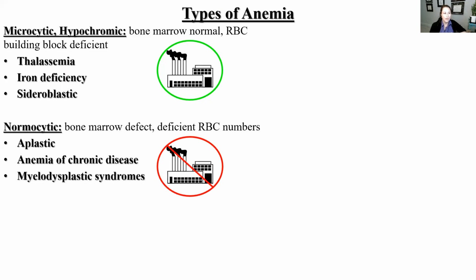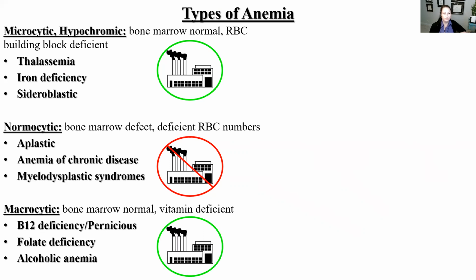Next, we have normocytic anemia. Our factory is broken. It's not working up to maximum capacity. So we have a defective bone marrow, and that's causing our red blood cells to be deficient. It can't produce enough for what we need. Examples of this would be aplastic anemia, anemia of chronic diseases, and then myelodysplastic syndromes.